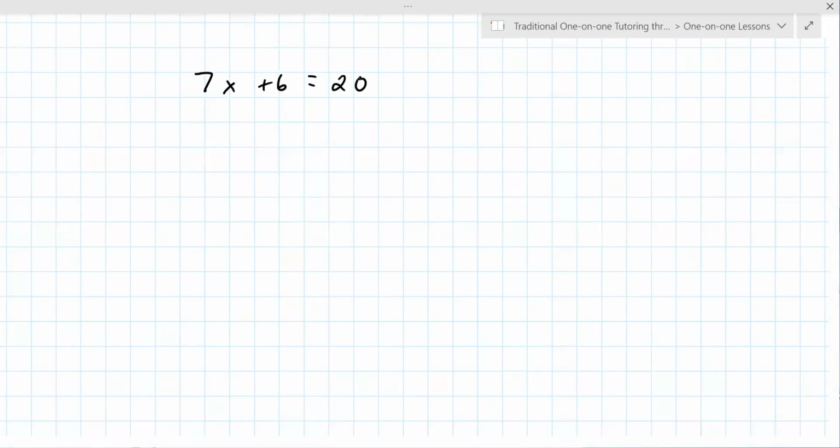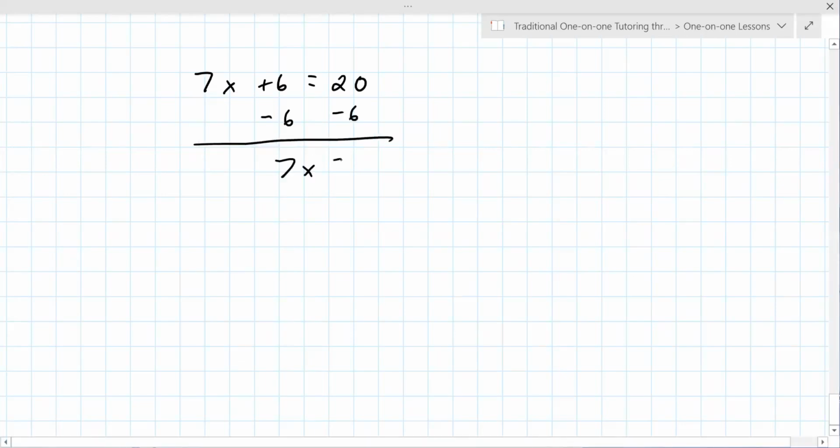Okay, and for that right there, you just have to subtract a minus 6. And now 7x equals 14, and then you divide by 7.